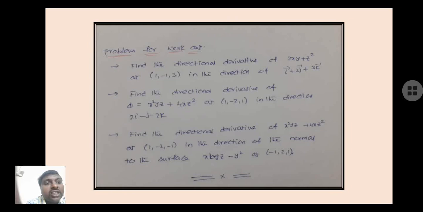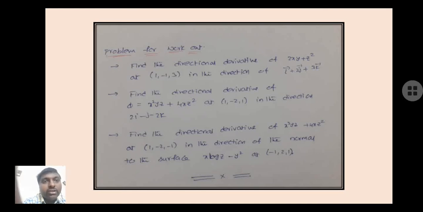Find the directional derivative of the scalar point function x square yz plus 4xz square at the point (1, minus 2, minus 1) in the direction of the normal to the surface x log z minus y square at (minus 1, 2, 1). So the third problem belongs to the third model.